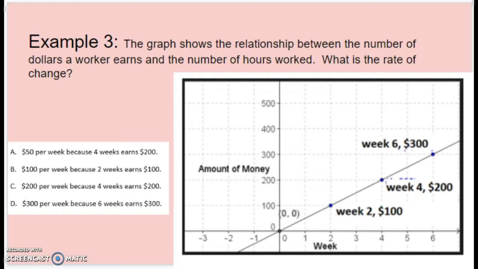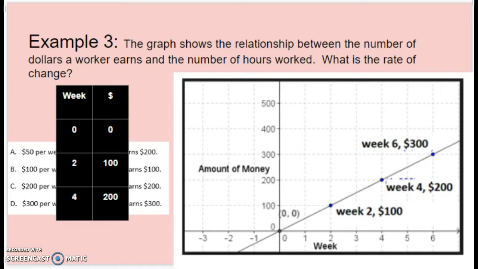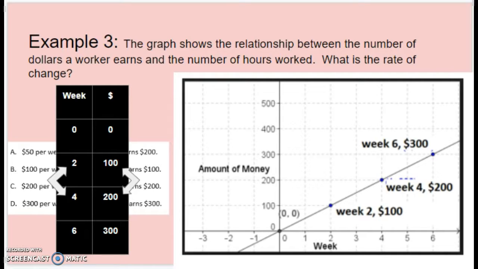Another way we can do a problem is by looking at a graph. As we take a look at this graph right here, it's important that we go through and pick very clear points. If we're not sure that an ordered pair is exactly what we see, we're not going to choose it. So in this case, if I go looking for clear points, I notice that I have 0, 0, which is the origin, and then I have 2, 100, and then I have 4, 200, and I have 6, 300. I now have a table.